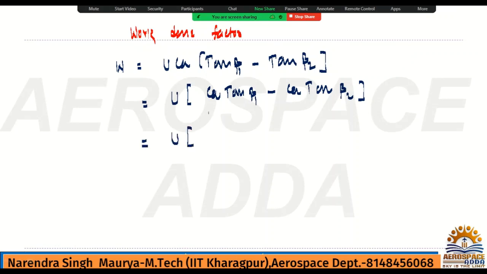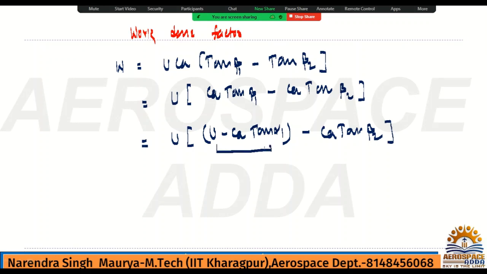So instead of CA tan beta 1, what can you write? You can write U minus CA tan alpha 1 in one bracket, minus, as it is, CA tan beta 2. Check the triangle. So you will get this, how it comes, you will understand, okay?